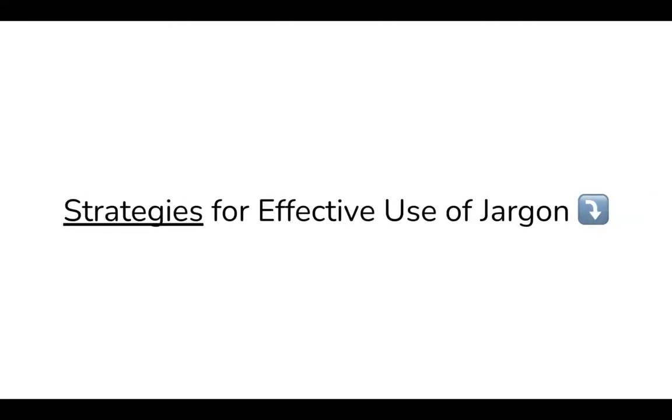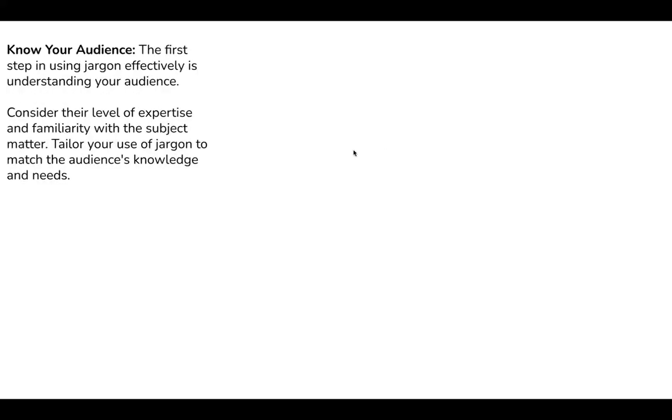So next, we're going to see tips and strategies for effective use of jargon in your writing. So the first one is knowing your audience. I mentioned this earlier, right? The first step in using jargon effectively is understanding your audience. So you have to consider the level of expertise and familiarity with the subject matter. So you can tailor your use of jargon to match the audience's knowledge and needs, right?